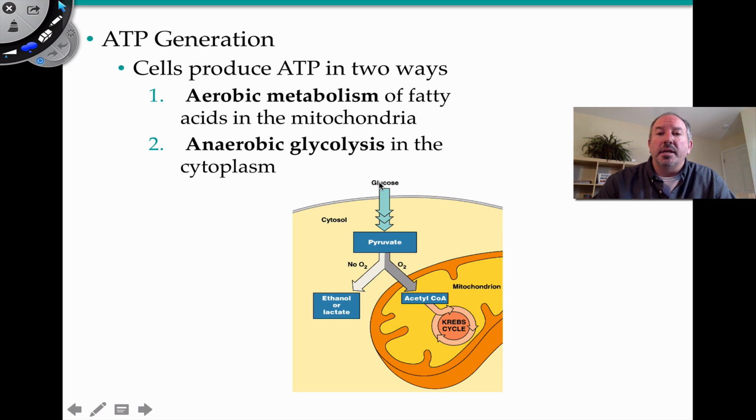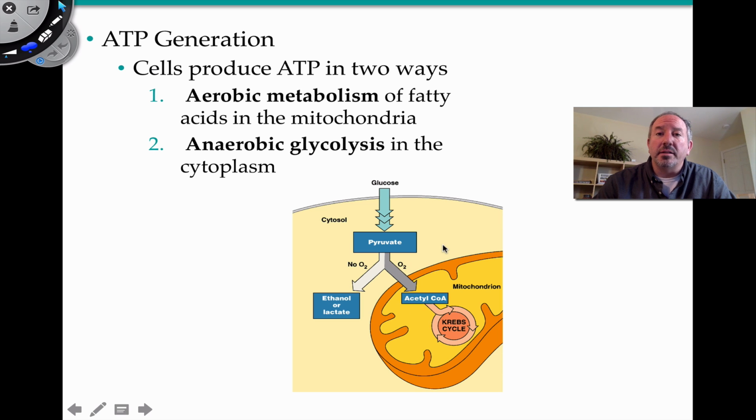And what happens is, in the cell, fatty acids and glucose are broken down in a pathway called glycolysis to a 3-carbon molecule called pyruvate. And if oxygen is present, it will cause pyruvate to enter into the mitochondria, where certain metabolic reactions take place in order to generate a large amount of ATP. So aerobic metabolism makes a tremendous amount of ATP because oxygen is important for doing that. That's the Krebs cycle and something called the electron transport chain.